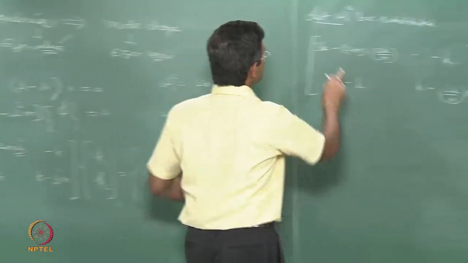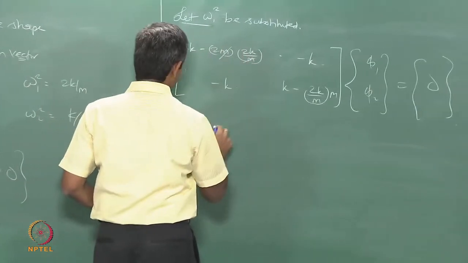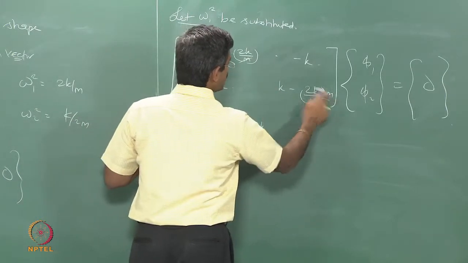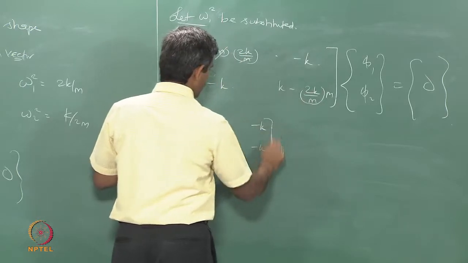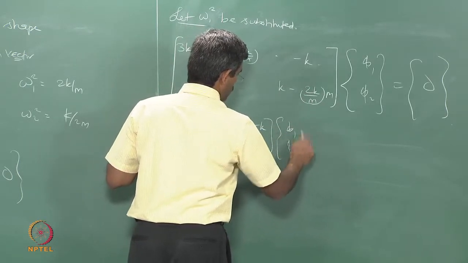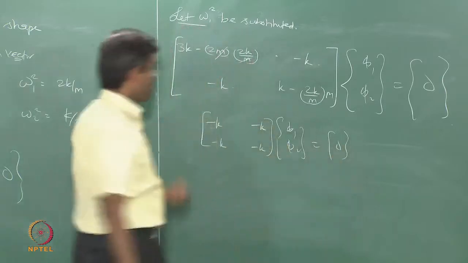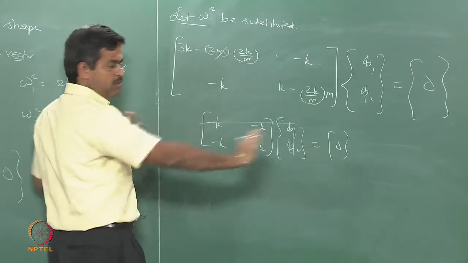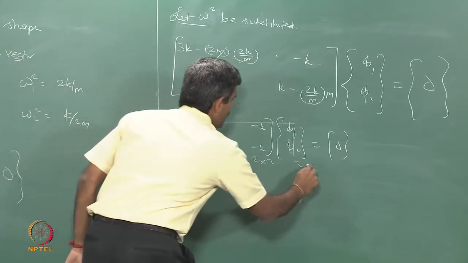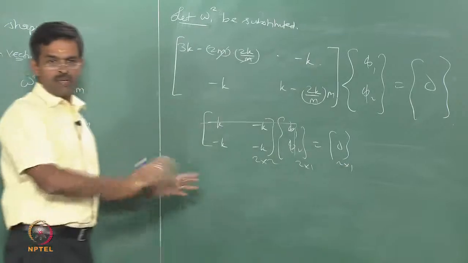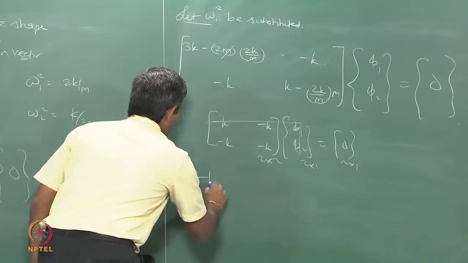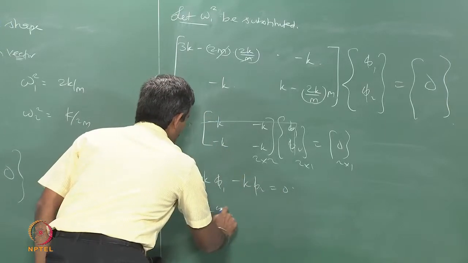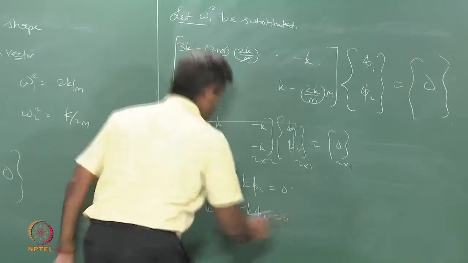So, if I simplify this, m goes away, 4k, 3k minus 4k is minus k, this goes away, minus k of phi 1, phi 2 is set to 0. Let me expand this, row and column are multiplied, we know how to multiply them, you can see the compatibility, they are perfectly compatible, right. So, minus k of phi 1 minus k of phi 2 is 0. Both equations are same.